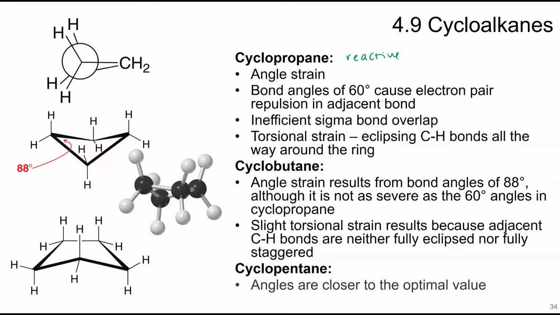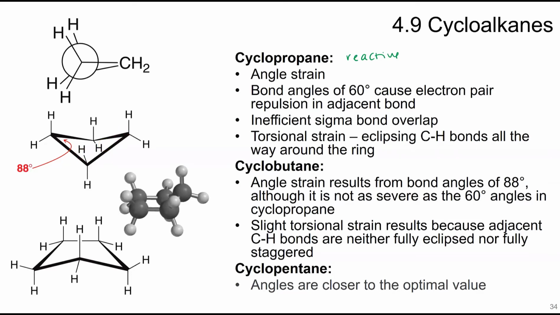Cyclobutane has a little bit less angle strain, and those bond angles are 88 degrees, which is not as bad as the 60-degree angles in cyclopropane. And it has some slight torsional strain because adjacent CH bonds are not fully eclipsed or fully staggered. If you look at this, it's in this V shape here. So it buckles a little bit in order to relieve that strain of being flat.